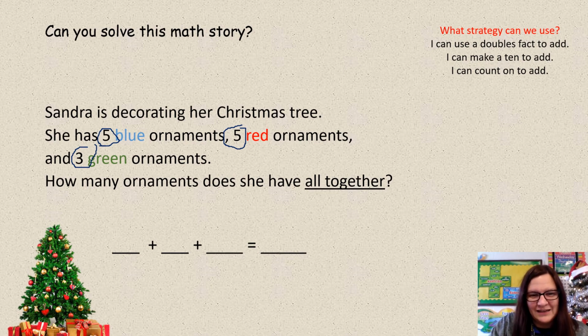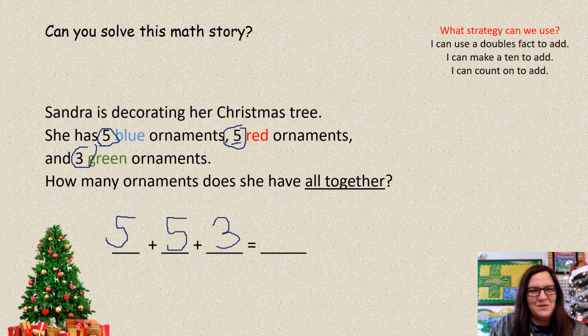So I'm going to have 3 addends, and I'm going to be adding those numbers together. So the first addend is 5. Write that here. What's the next addend? Oh, it's 5 too. And the last addend is 3. Good job. Now, which strategy can you use? I want you to think about that. Which strategy can you use? Doubles, make a 10, or count on?